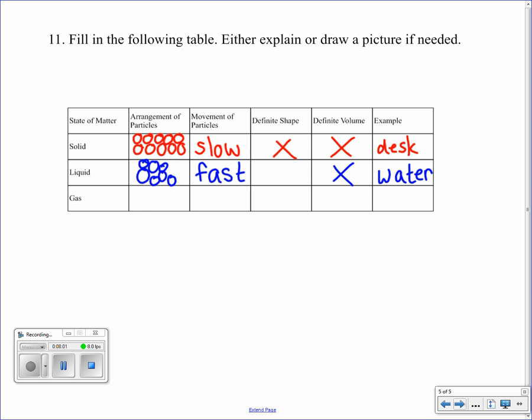And then finally, gases, they're all over the place, and they are not touching. They only touch when they collide, and their particles are very, very fast. They do not have a definite shape, and they do not have a definite volume, and oxygen would be an example of this.